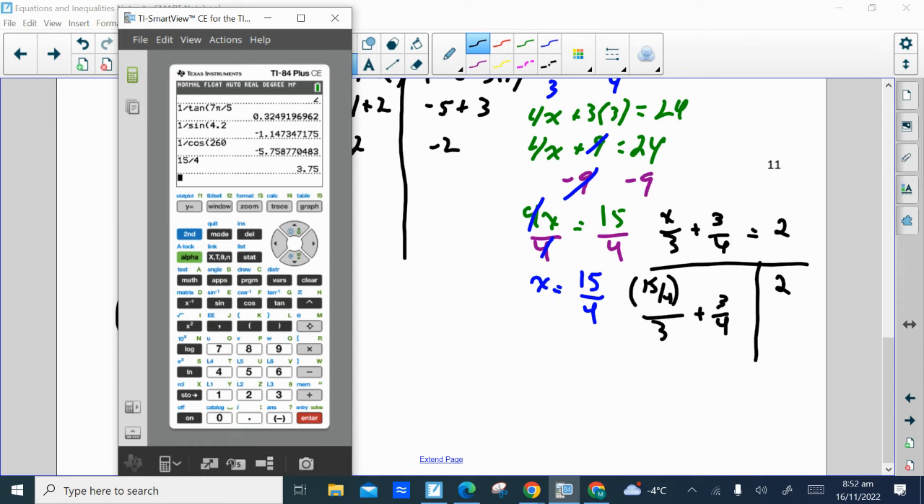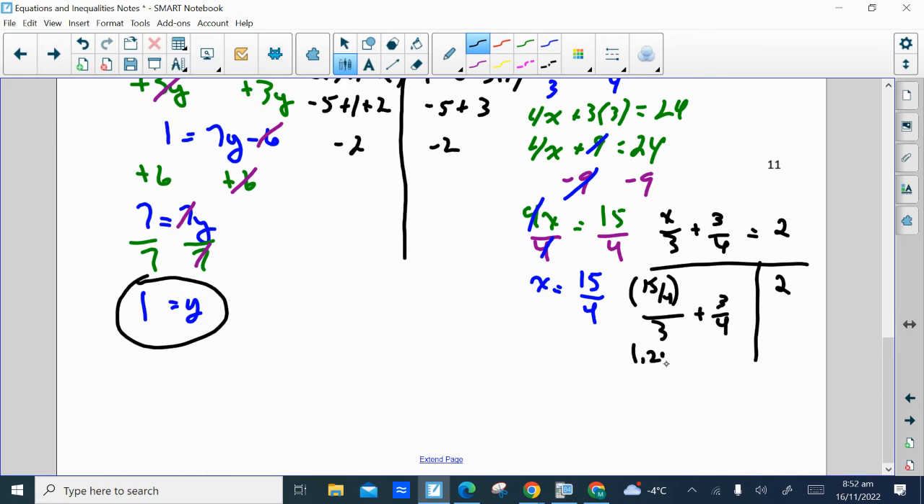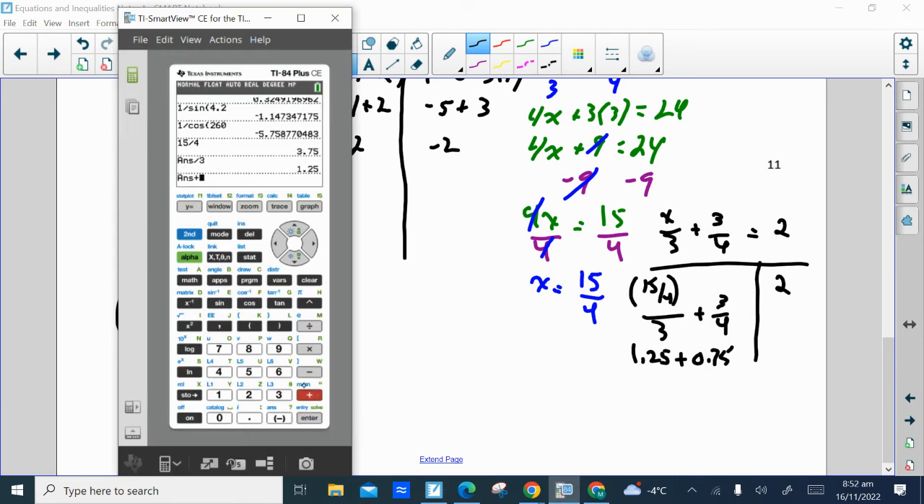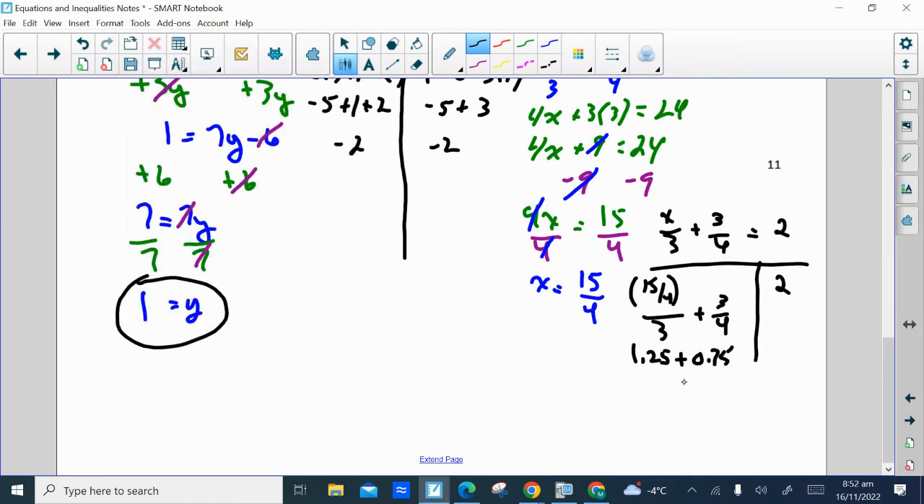And that now needs to be divided by 3, which gives us 1.25. Plus 3/4, which is 0.75. But you don't even have to convert it to a decimal there. You can do it in your calculator by using brackets and putting 3 over 4 inside the bracket. And that equals 2, which is what the right side is. So it checks. We've just shown that our answer is correct.